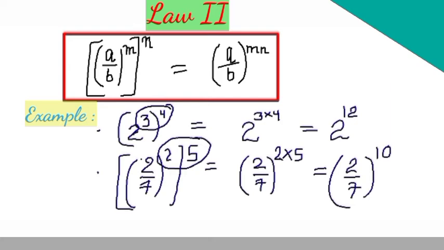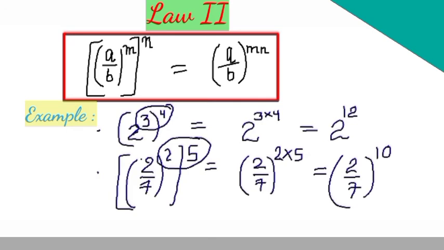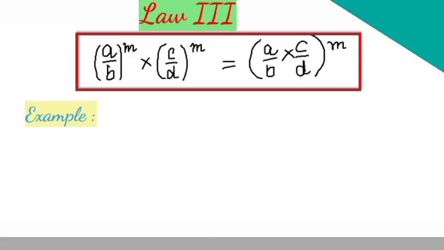right? So first property was, if bases are same and we are multiplying two rational numbers, we add their powers, right? Next property is, if we have a rational number and we have its power and then we have its whole power, then we multiply the powers, right? Next law is, if bases are different, now the bases are different and powers are same, in this case we will write the power once and we will multiply the bases.